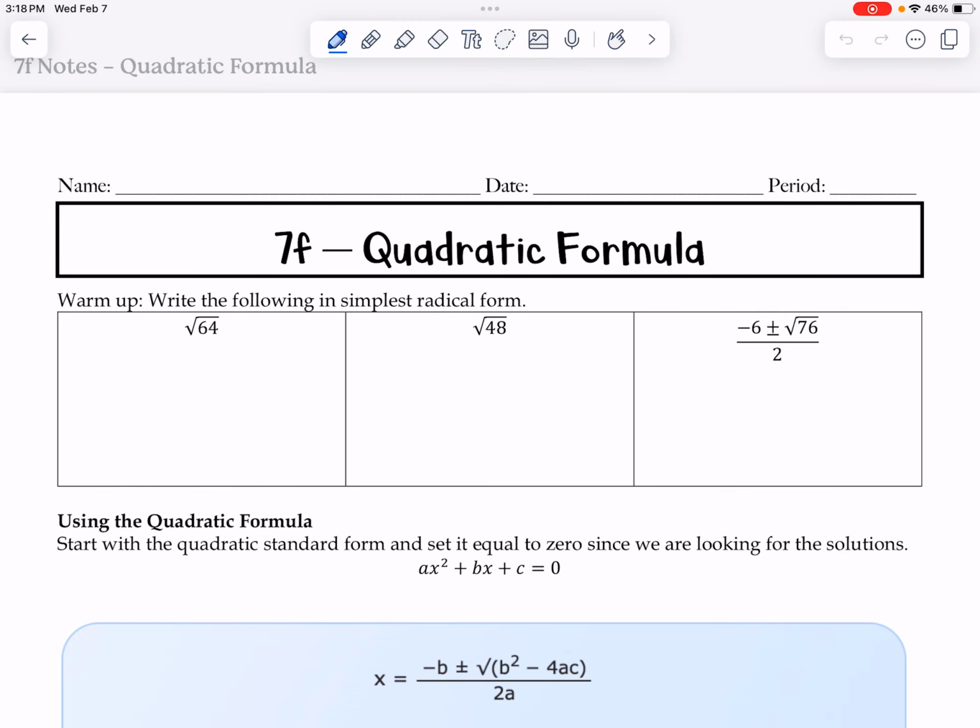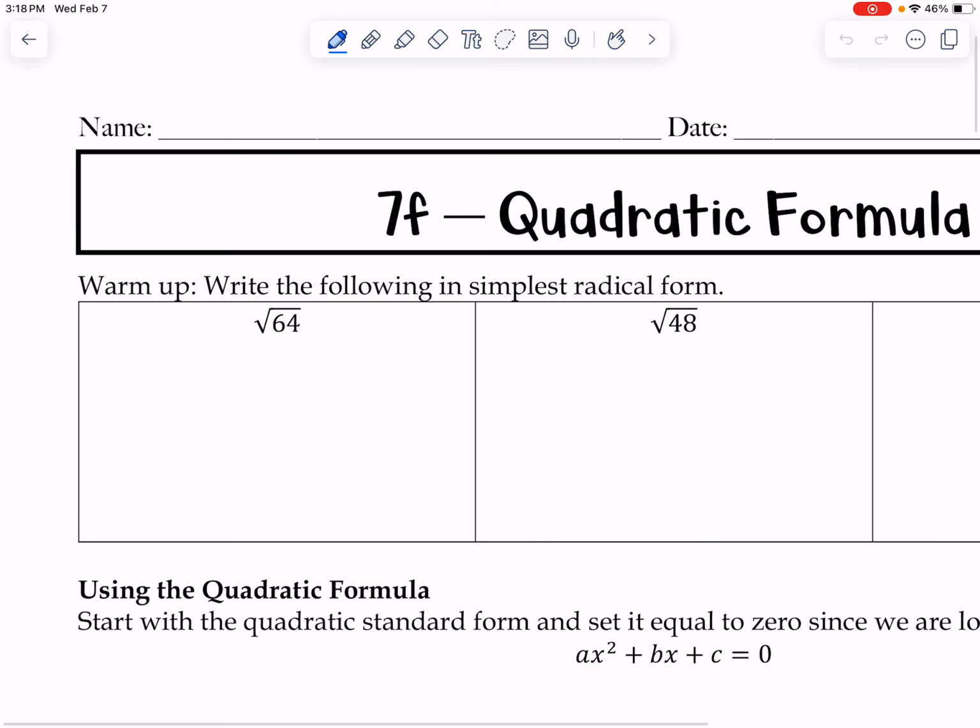All right, so this lesson is on the quadratic formula. Before we use the quadratic formula, we have to review how to simplify square roots. The square root of 64 is actually a perfect square. 8 squared gives you 64, and so the square root of 64 is just 8.